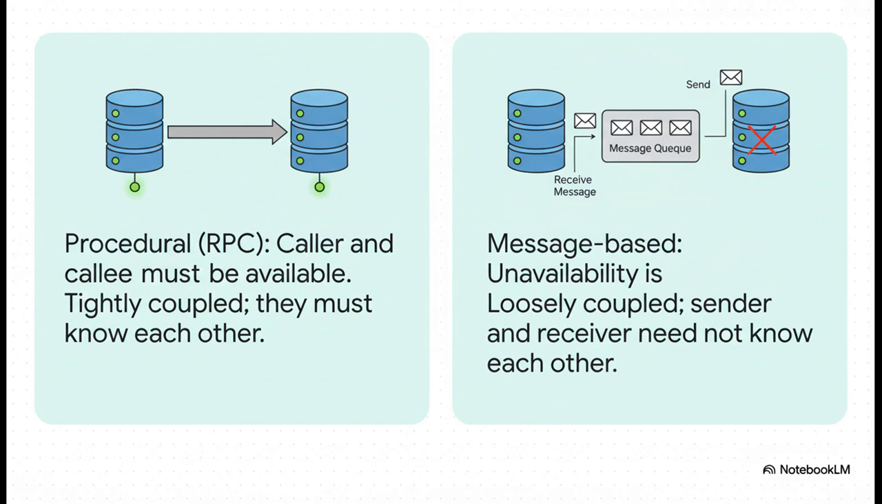The message-based style, on the other hand, is loosely coupled. The sender doesn't need to know if the receiver is available right now. The waiter just needs to know where to put the ticket. The message can just sit in a queue, waiting for the chef to come back and pick it up. This makes the whole system a lot more robust and able to handle delays or temporary outages.